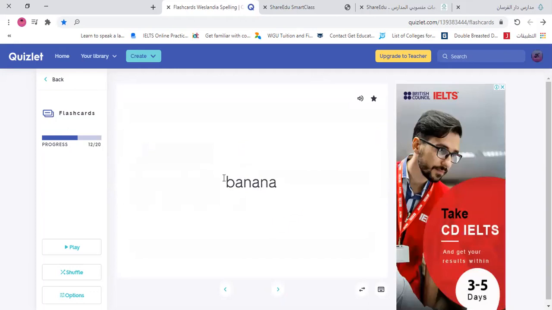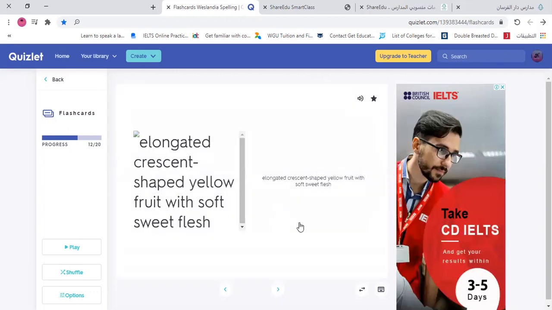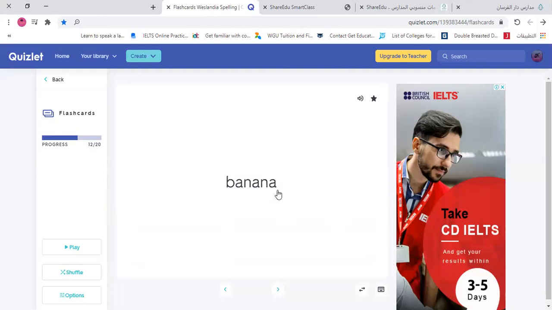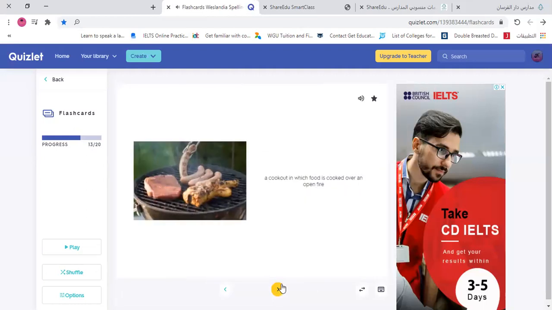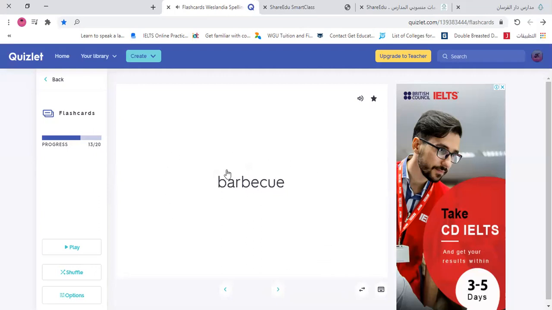And then we have banana. What is banana? Who can tell me? A fruit. Yes, excellent. Banana is a type of fruit. The origin of it is Spanish and Portuguese. Banana. Then we have barbecue.